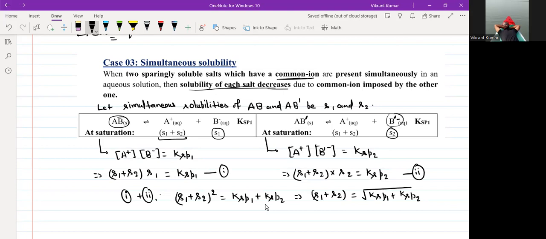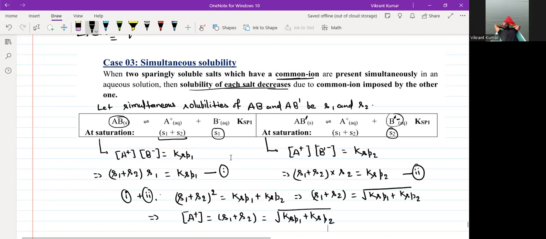Now so this was the concentration of common ion। If you see यहाँ पे common ion was A plus and that was having concentration S1 plus S2, and that will become simply under root KSP1 plus KSP2। Is it okay?